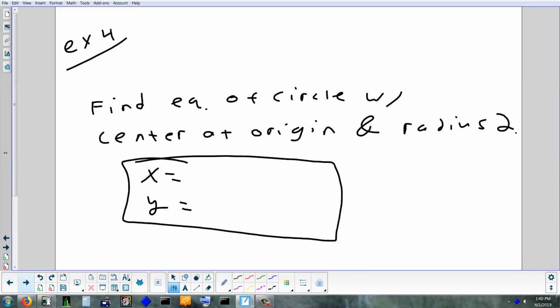So I want to know the equation of a circle at the origin that has a radius of 2. So what would be my x equation? 2 cosine t. Yep. And what would be my y equation? 2 cosine. I mean, 2 sine t.